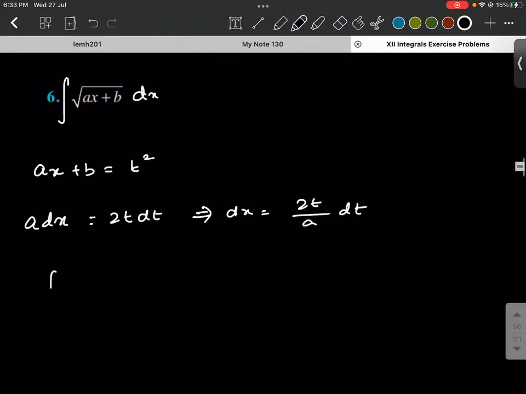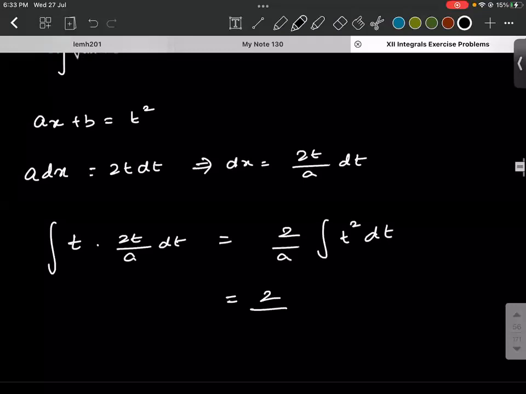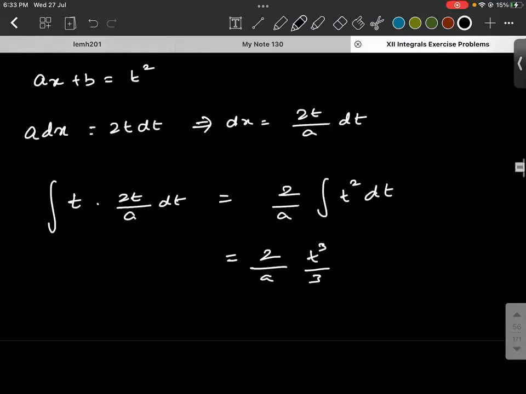Now looking at the question, integral of root of ax plus b, I can write it as t square. Now this will become t, into dx, which I can write as 2t divided by a times dt. So 2 by a is a constant, and integral of t square dt gives t cube by 3. So 2 by 3a into t cube, which is ax plus b the whole cube.